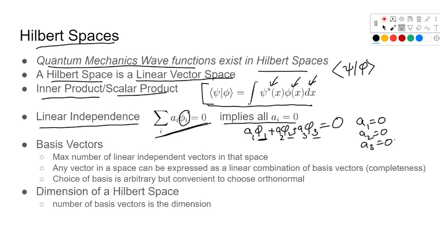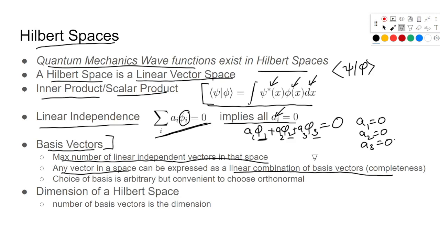If all these a_i's are not 0, that means one of these vectors can be expressed as a linear expansion of the others. That implies that those vectors are linearly dependent. Now let's talk about basis vectors. And here the concept of linear independence comes in. The maximum number of linearly independent vectors in a space, we call them basis vectors. And any vector in the space can be expressed as a linear combination of the basis vectors.